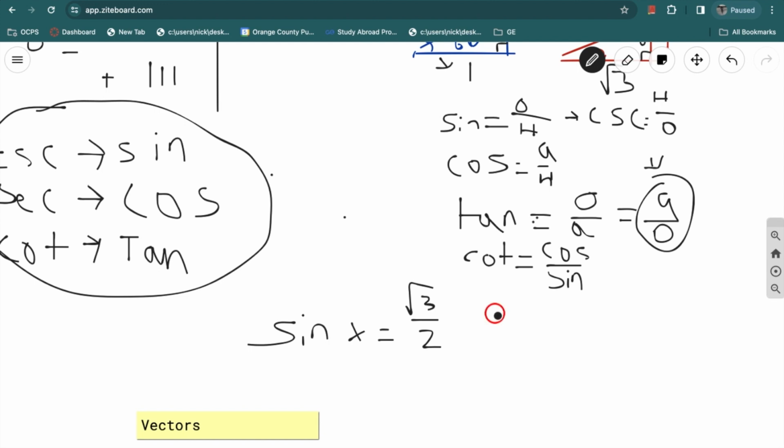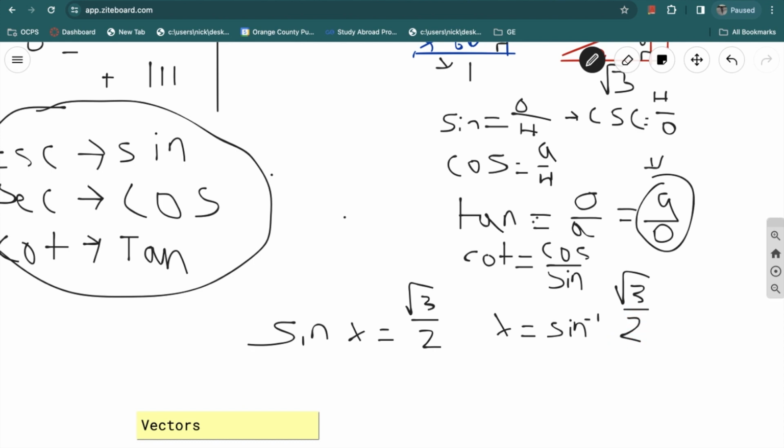But in terms of this, we actually want to put it as arcsine, sorry. So it's going to be sine to the negative 1, which is the same as arcsine, and that's going to equal x. Sorry, that's going to equal 3 over 2.